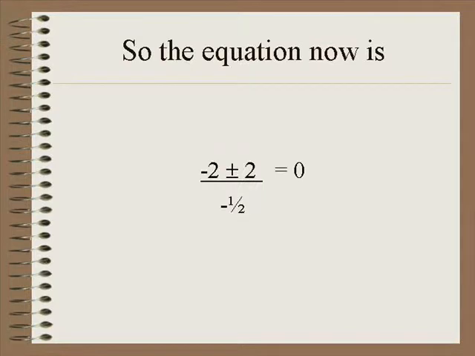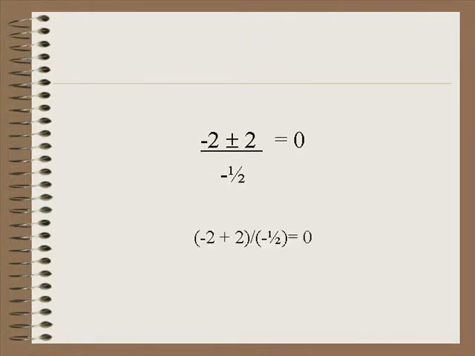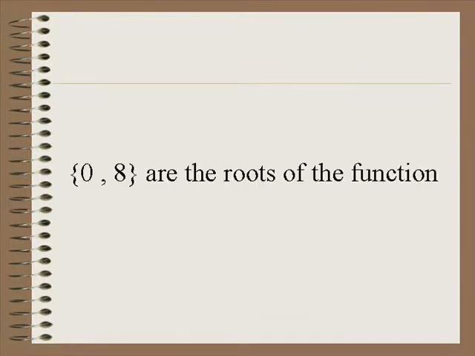The equation now is negative 2 plus minus 2, all over negative 1/2. The plus minus sign indicates that there are two answers. Let's evaluate. Negative 2 plus 2 all over negative 1/2 is equal to 0. That's the first value. Negative 2 minus 2 all over negative 1/2 is equal to 8. That's the second value. 0 and 8 are the roots of the function.